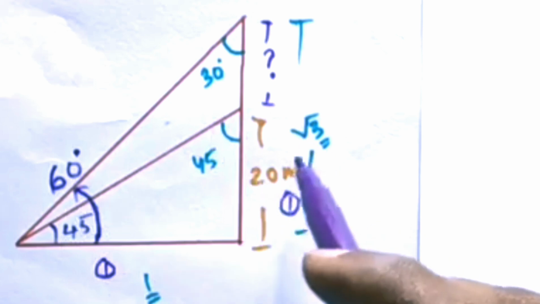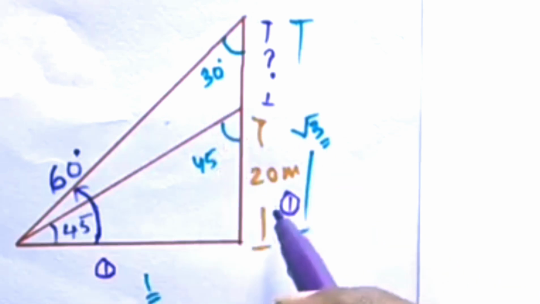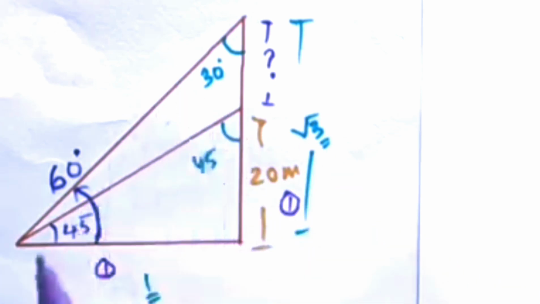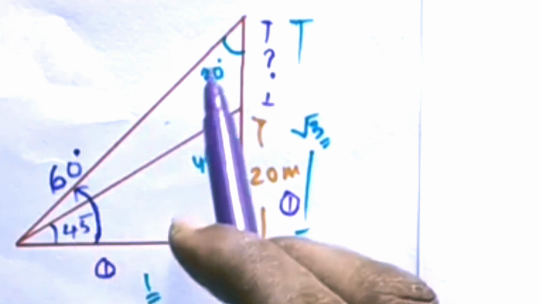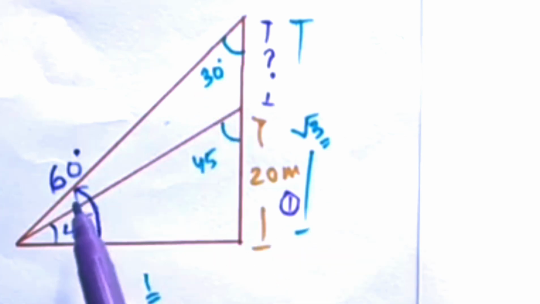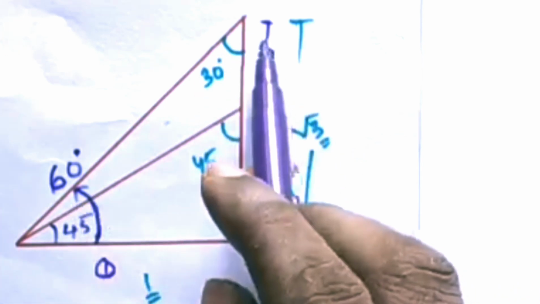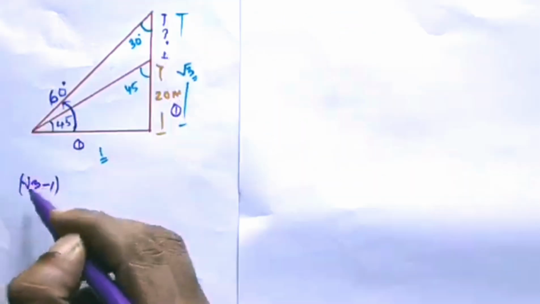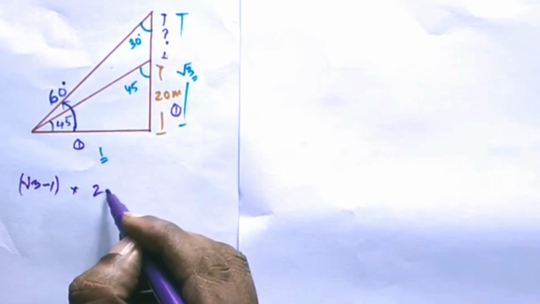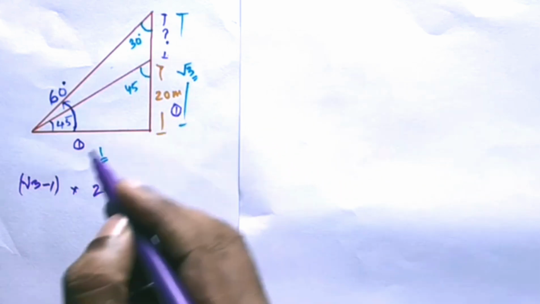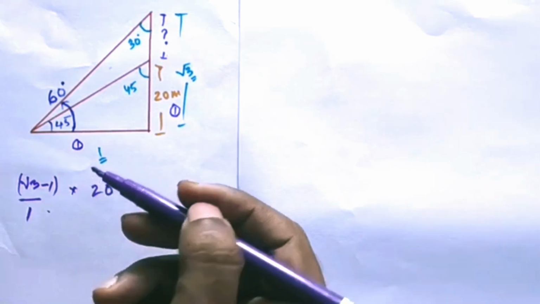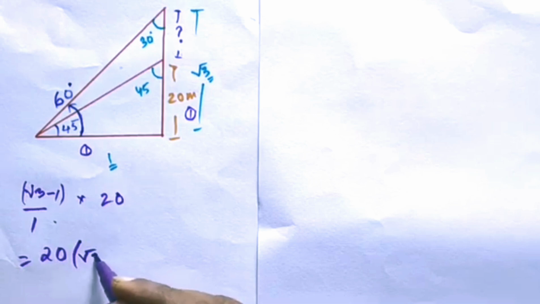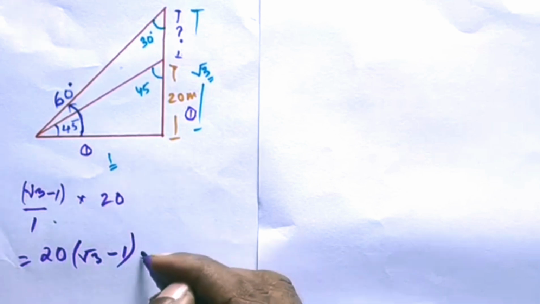We write the side ratio as, for the small triangle, 1 and 1, and for this big triangle the side ratio is, for 30 degree it is 1, and for 60 degree it is root 3. So we have to find out this portion, the height of the tower. So the units ratio is root 3 minus 1. Value given is 20, and the unit's ratio is 1. So the answer is 20 into root 3 minus 1 meter by short trick.